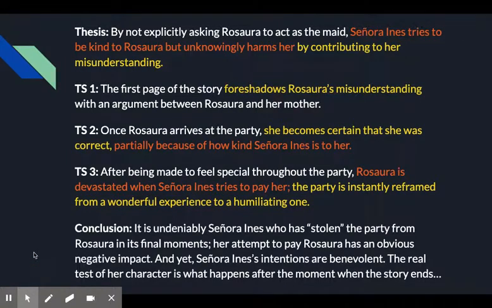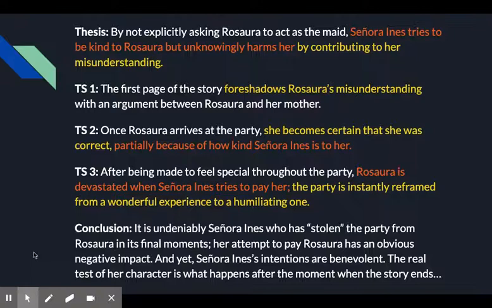So I would write my conclusion, and the beginning of the conclusion paragraph is: it is undeniably Senor Ines who has stolen the party from Rosara in its final moments. Her attempt to pay Rosara has an obvious negative impact, and yet Senor Ines's intentions are benevolent. Those two sentences together pretty much restate that thesis, get at that main idea. Here's what I've proven. And then as the next step in my conclusion, I'm going to push it a little bit further and analyze why it matters, and I'm going to get to themes.